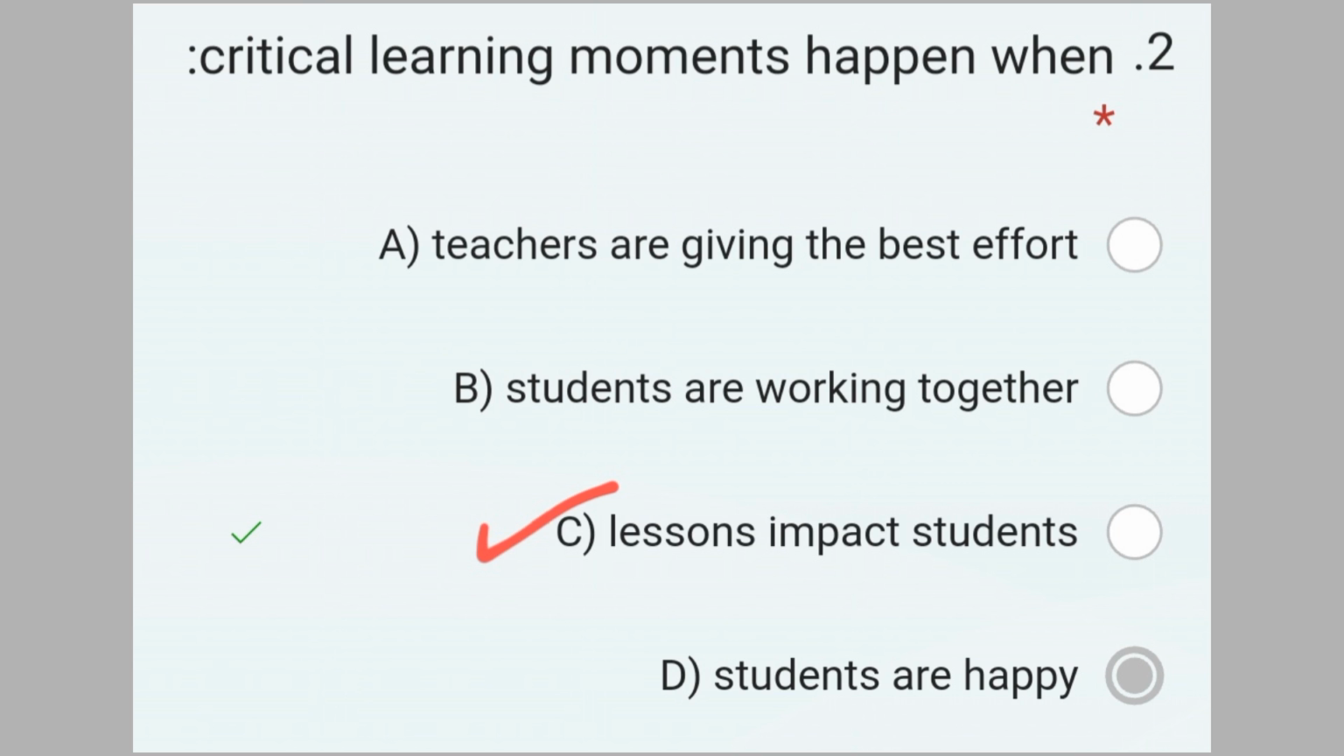2. Critical learning moments happen when: A. Teachers are giving the best effort. B. Students are working together. C. Lessons impact students. D. Students are happy.